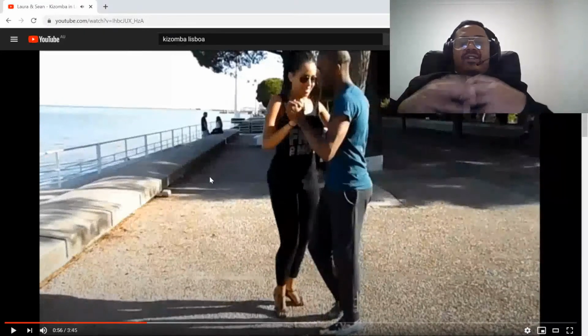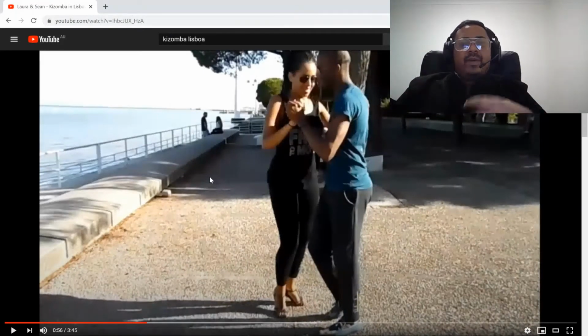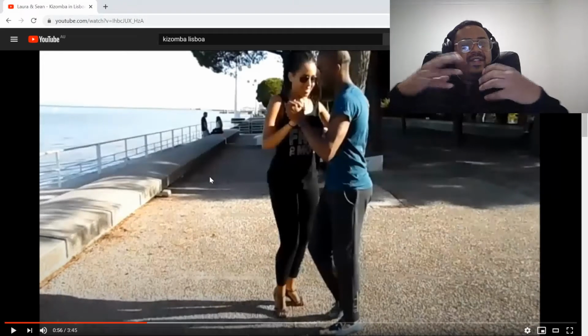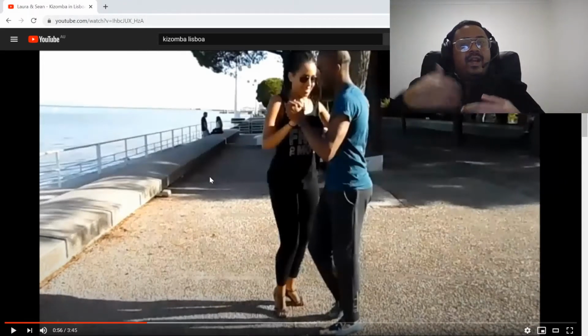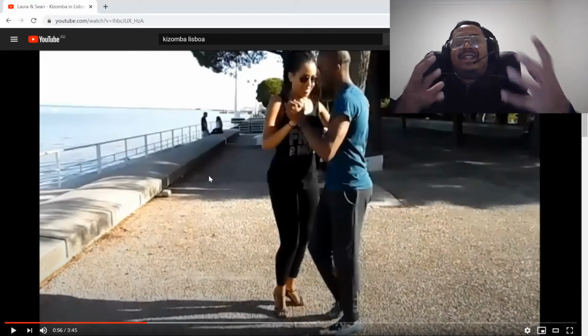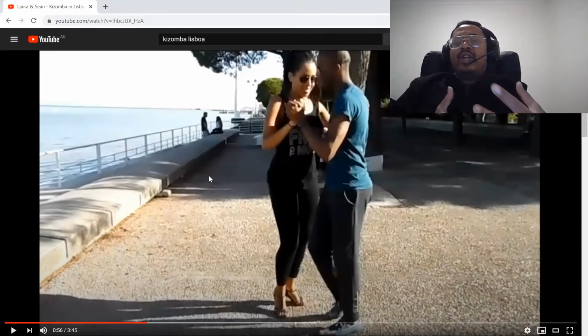So if in your dance school or wherever you dance this type of dance, this is basically the Luandan and the Angolan style of Kizomba. This involves a lot of hooks and lifts and drags, and it's basically Semba, but slowed down Semba is what I would call it.